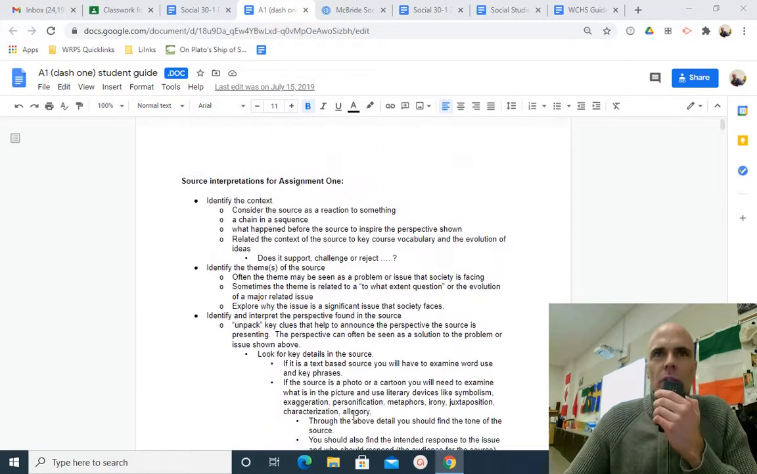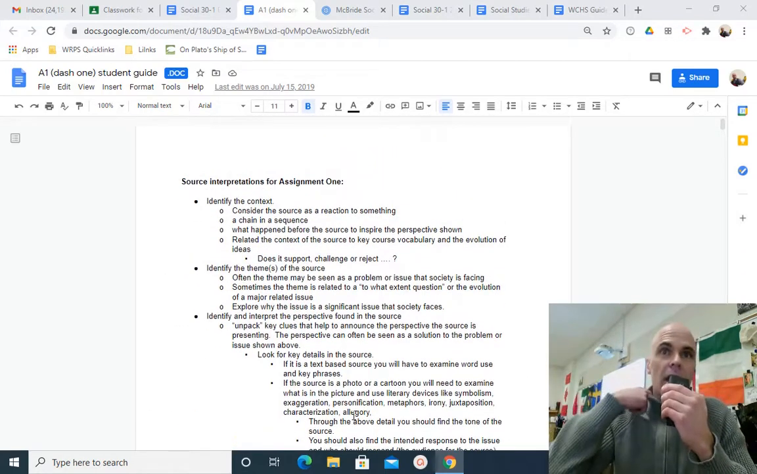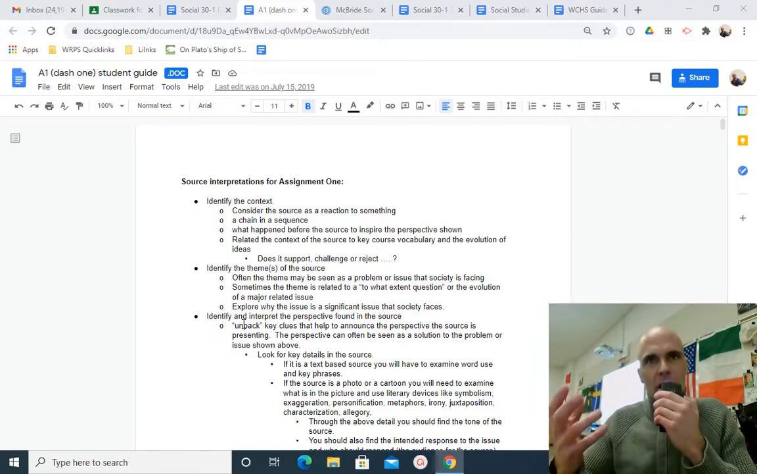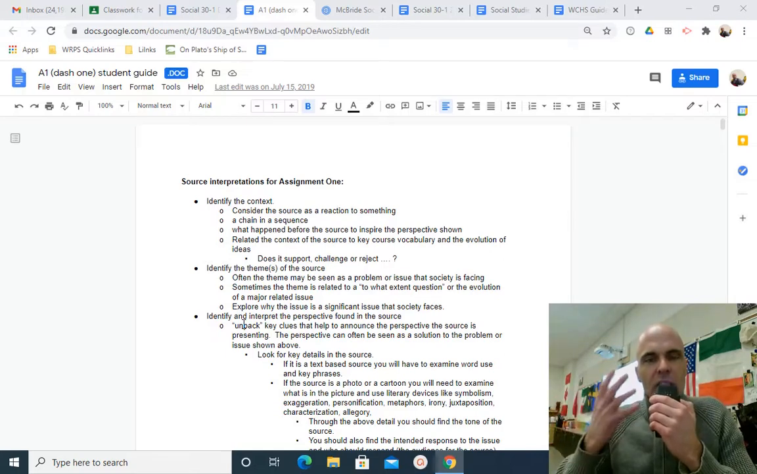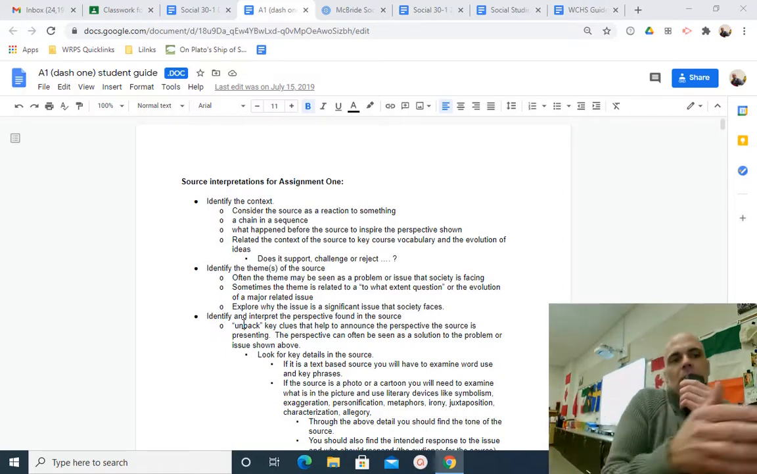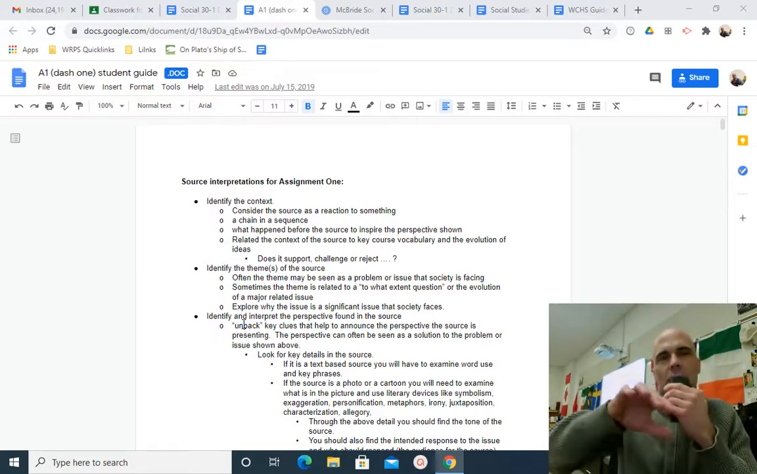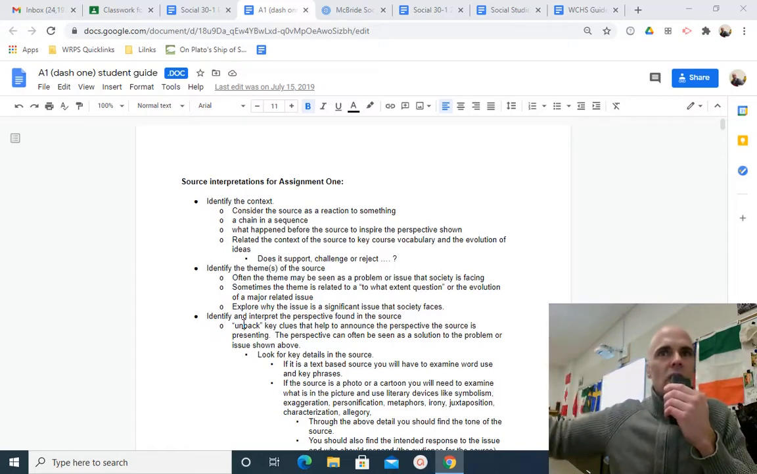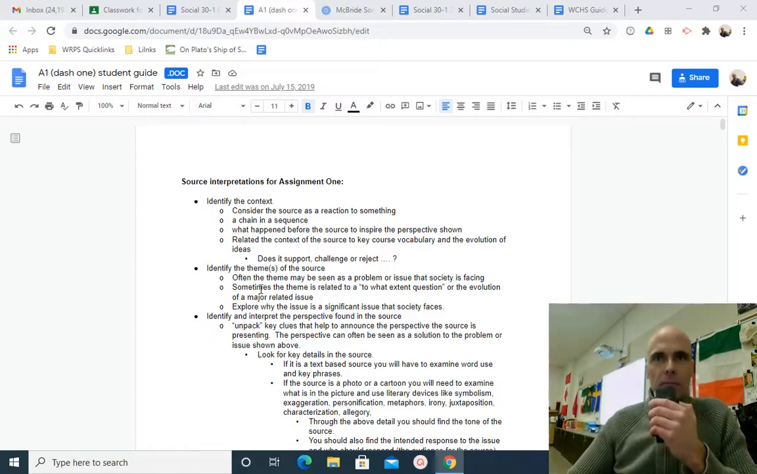So we have a source in an A1, and these are the steps that we do. Identify the context. Consider the source's reaction to something. We can do the same thing with an A2. We can look at the language of an A2 source and say, this source is inspired by something. What is it inspired by? Is it a part of a chain in a sequence? Is there something that would happen before that inspires it? And is there some kind of change that they're trying to create? What is the post-source world supposed to look like? What kind of transformation are they looking to do?